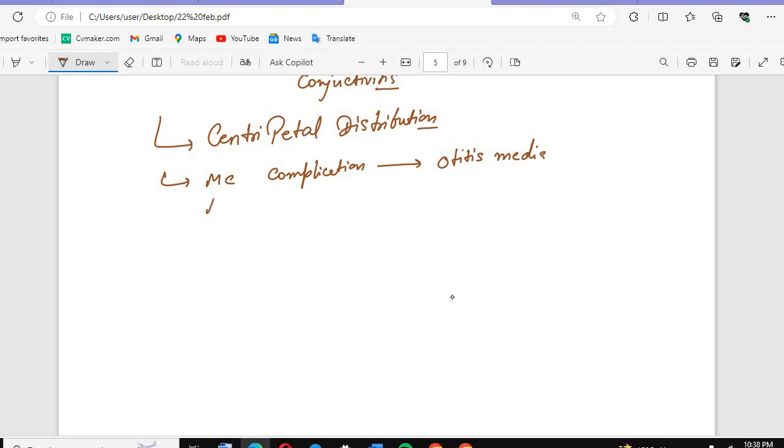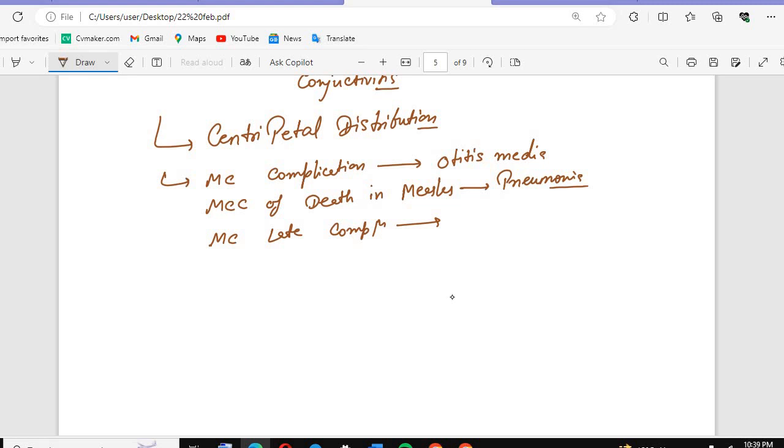And the most common cause of death in measles is pneumonia. The most common cause of death in measles is what? That is pneumonia. And which is the most common late complication? That we will study just after this. This is an important point, and I will share the images as well for these conditions.